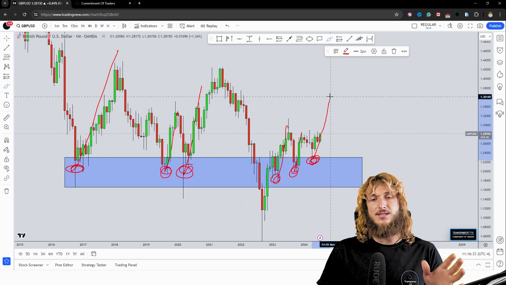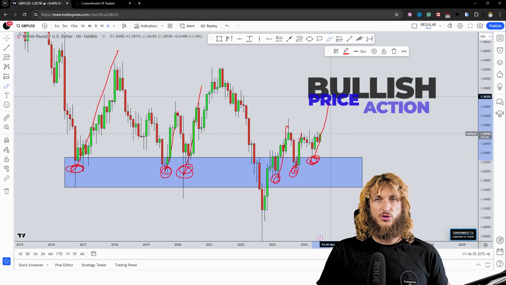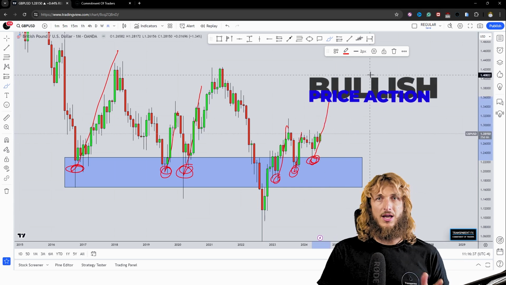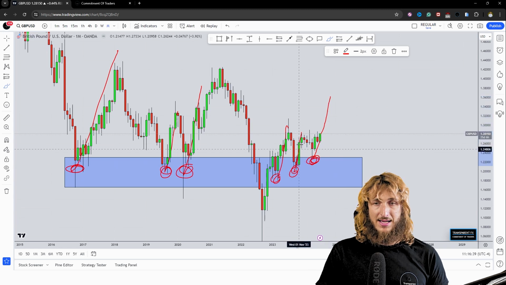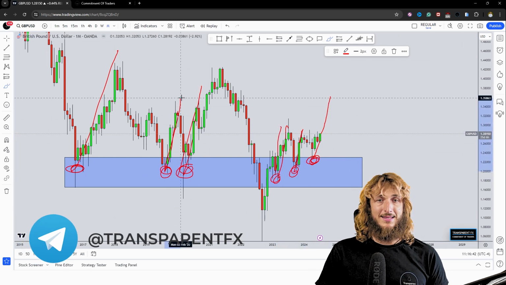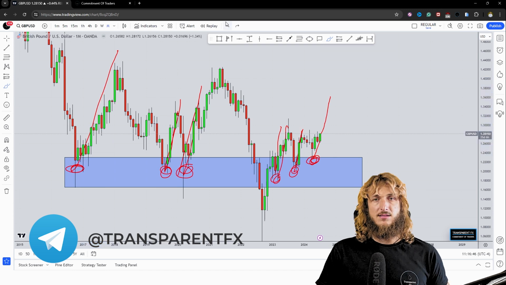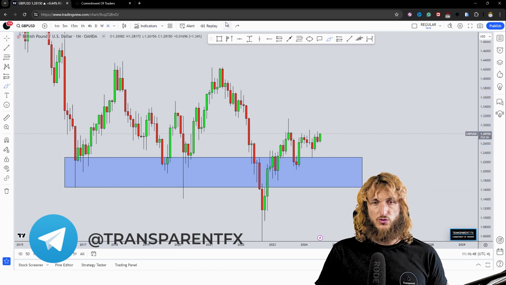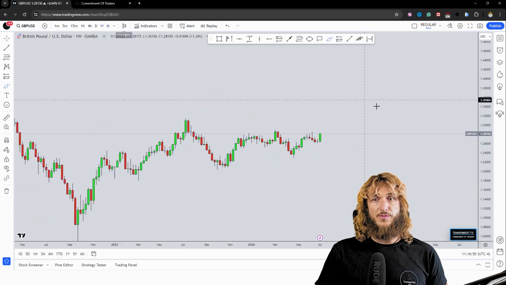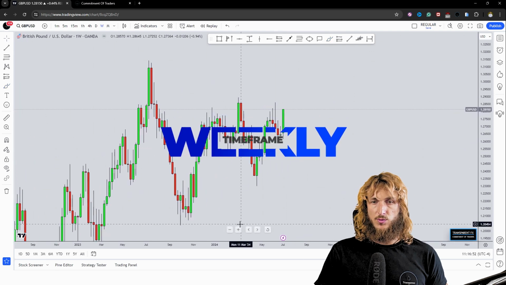So in a situation like this, more bullish price action could be expected away from this area, as already happened in the past every time that the market tested this exact same zone. So the monthly time frame does seem quite bullish with a rejection of historical support. Let's drop down on the weekly time frame and see what we have.